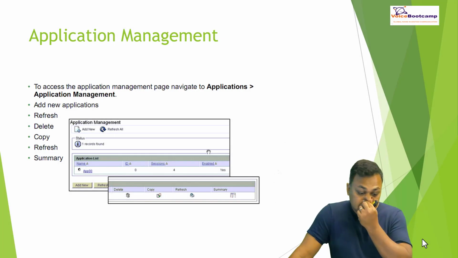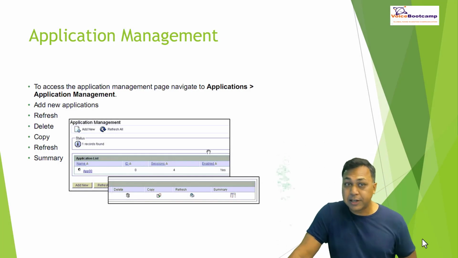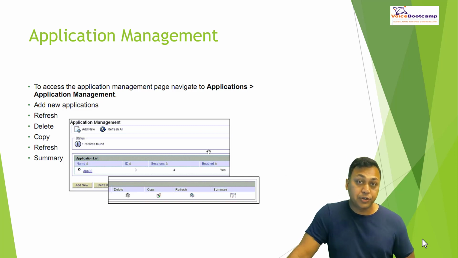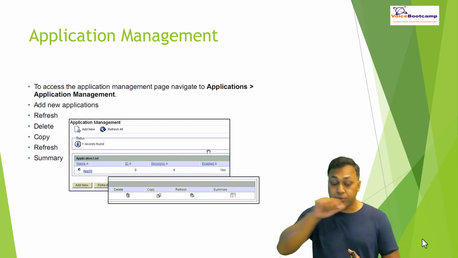Application management, as I showed you, we just created an application called demo. Every time you want your script to run, you have to associate your script with an application. And in order for you to execute that application, you need to add a trigger, which will create a CTI route point in Call Manager.